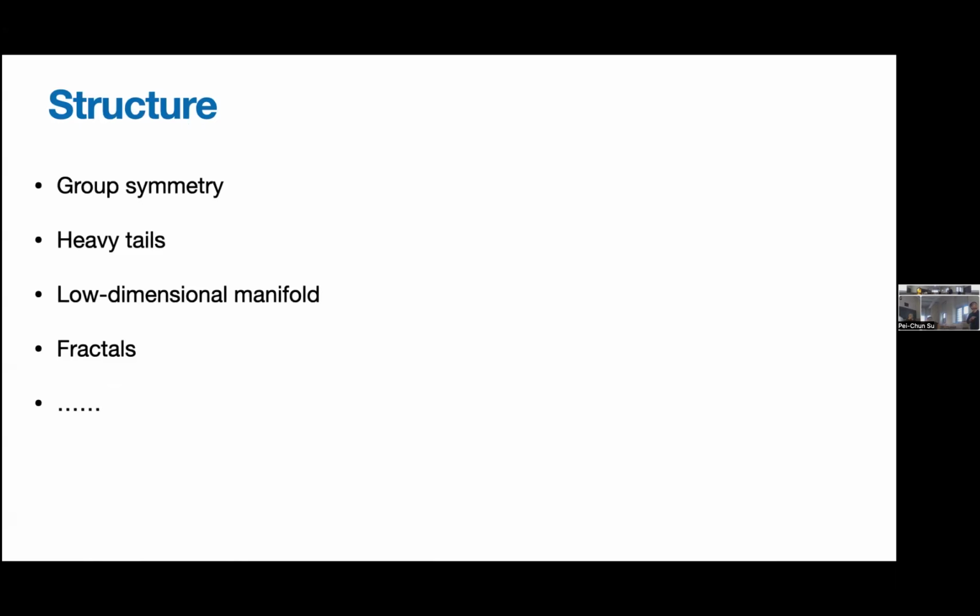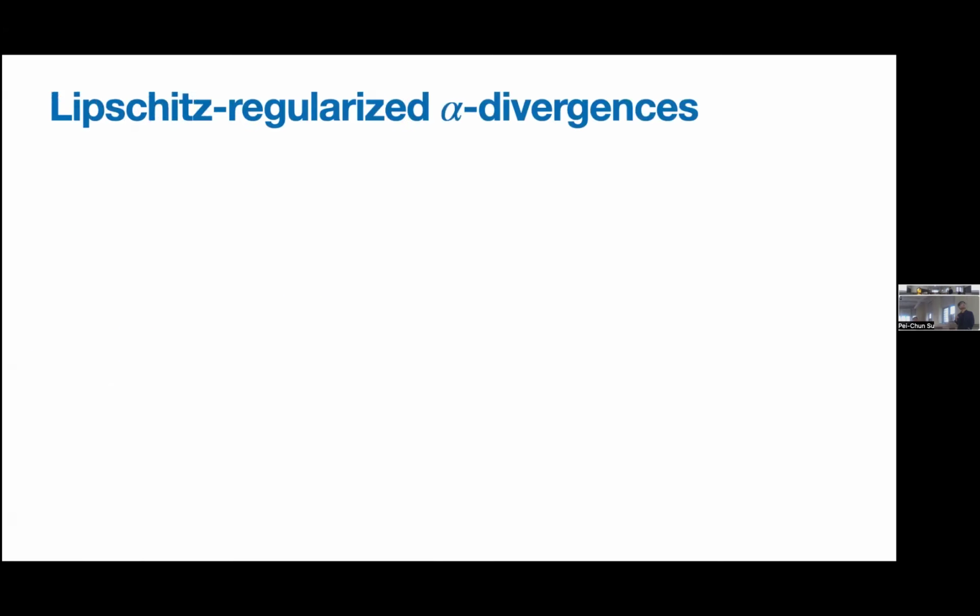Okay, so we finished the part with the structure in terms of group symmetry. And in the second part of the talk, I want to talk about the other structures. So, for example, heavy tails or low-dimensional structures, something like fractals. And the point is, I want to come up with something that can be agnostic to these structures, but remain robust.